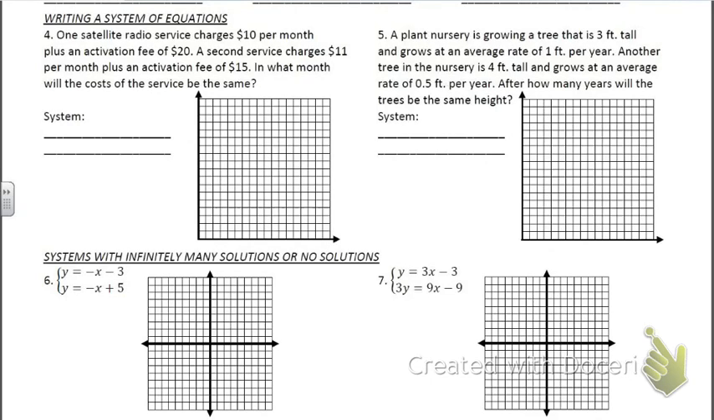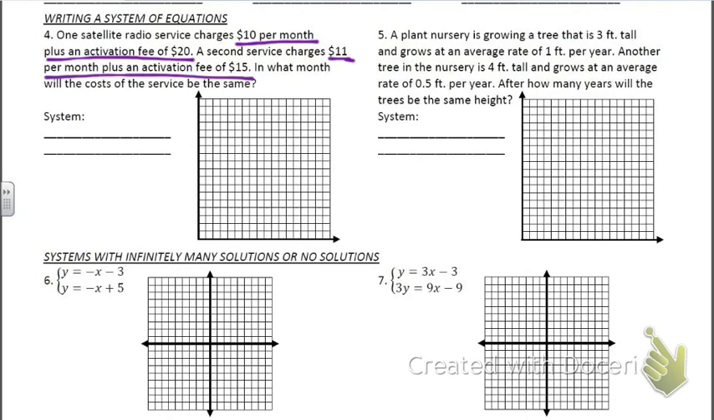So number 4, one satellite radio service charges $10 per month plus an activation fee of $20. I think that's important. I'm going to underline it. A second service charges $11 per month plus an activation fee of $15. In what month will the cost of the services be the same? So basically, I want to know how many months need to pass before they cost the same or before the 2 equations cross.